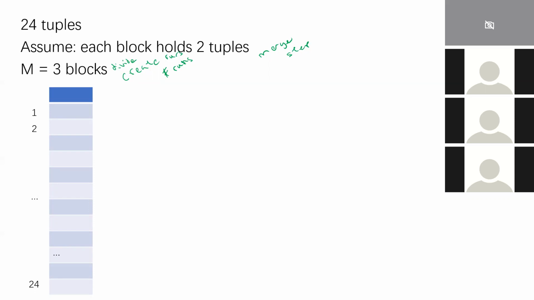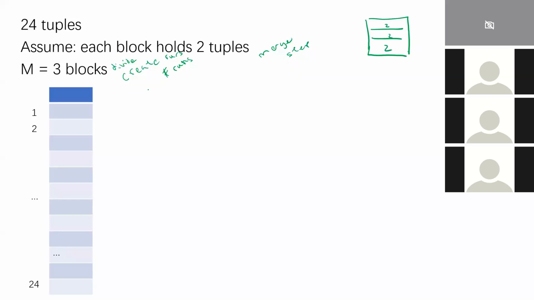Okay, all done. So let's see this. How do we do it? Right now each block has 2 tuples, and M is able to hold up 3 blocks. So there'll be 2 tuples here, 2 tuples here, 2 tuples here.